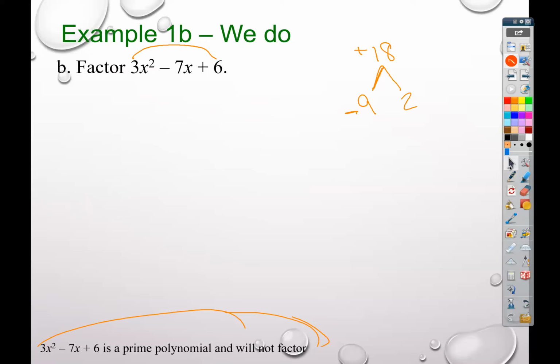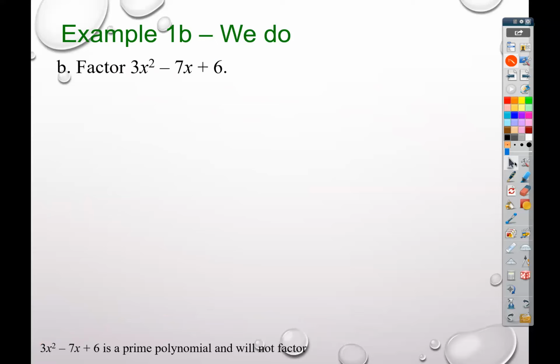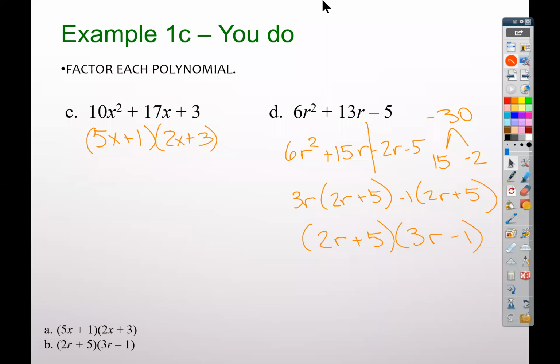So you just put not factorable or prime. So like in your answers, if it is that case, you just write prime. Okay, you go ahead and try this. Okay, and you should have gotten this for your answers. So you'll see that I did 1C by guess and check, and I did D by factor by grouping.